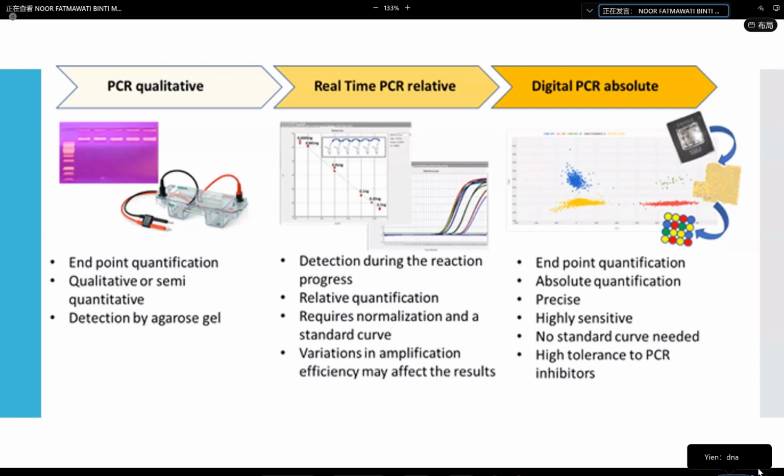But later on, with the discovery of these intercalating fluorescence dyes, SYBR Green or EvaGreen or whatnot, we replaced ethidium bromide because ethidium bromide is more toxic, carcinogenic, and whatnot. So we now use intercalating dye called SYBR Green or EvaGreen. It binds to double strand.